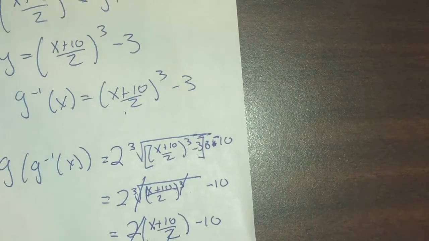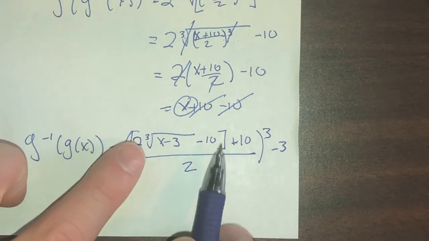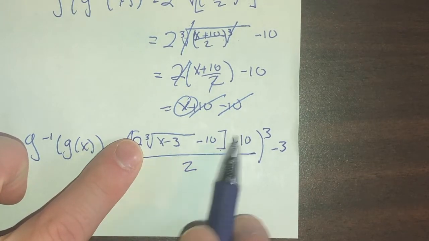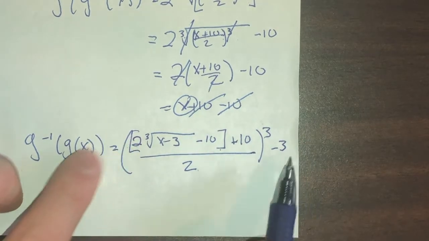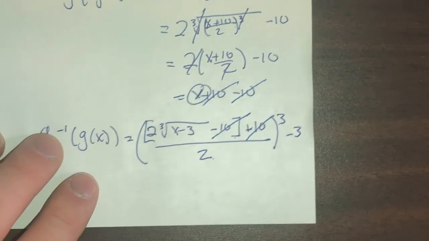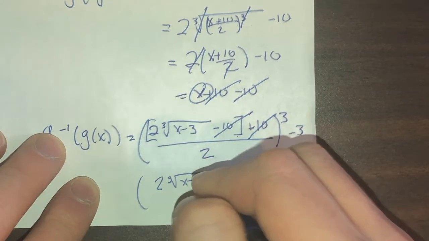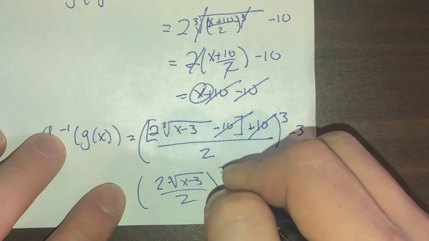So remember the rule. You take x, you add 10, you divide by 2, you cube, you subtract 3. Here's x. We're going to add 10, divide by 2, cube, and subtract 3. So here we go. First step, 10's cancel. So I get 2 cube root of x minus 3 over 2 cubed.